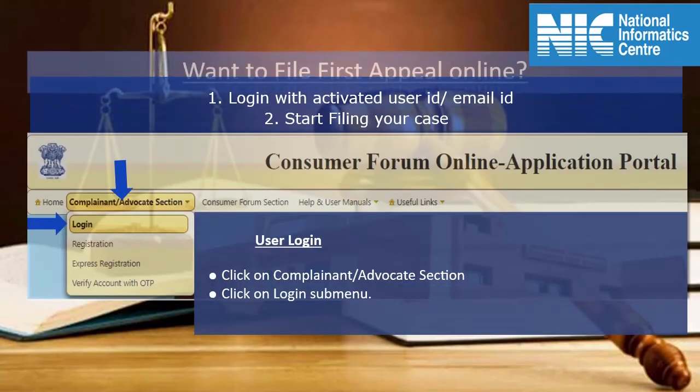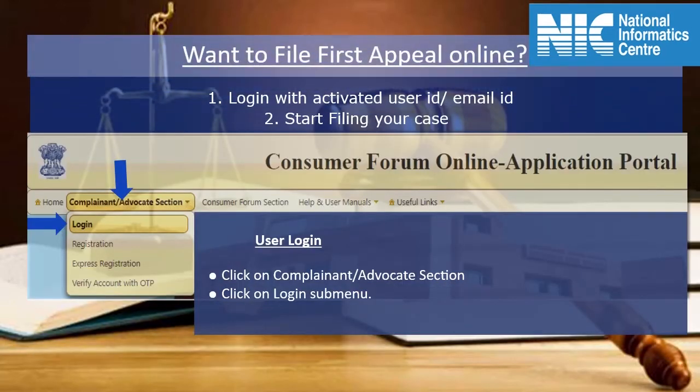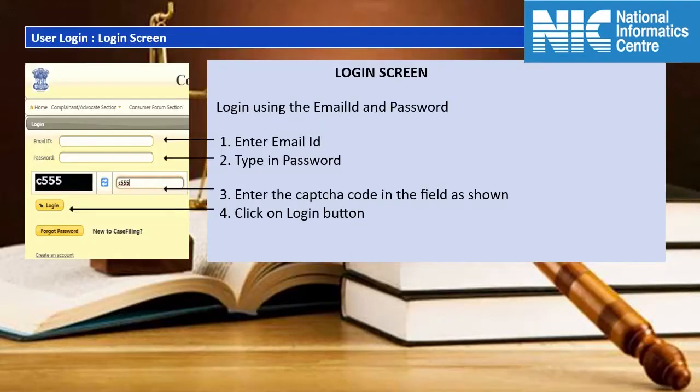Want to file first appeal online? Then log in with the activated user ID and start filing your case. To log into your account, click on Login under Complainant Advocate section menu. On the login screen, enter the email ID, password and the CAPTCHA code and click on the login button.